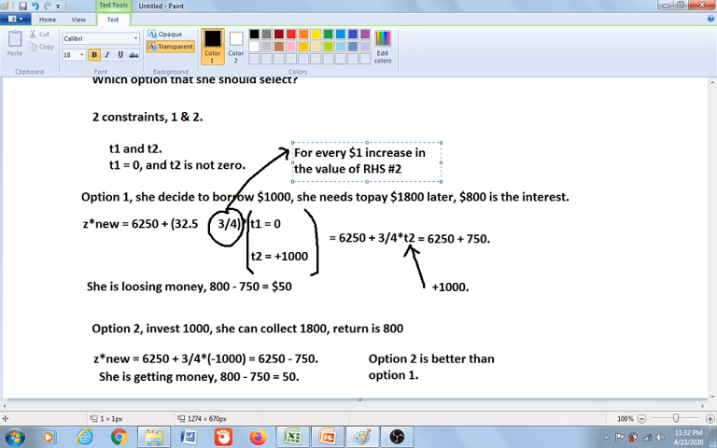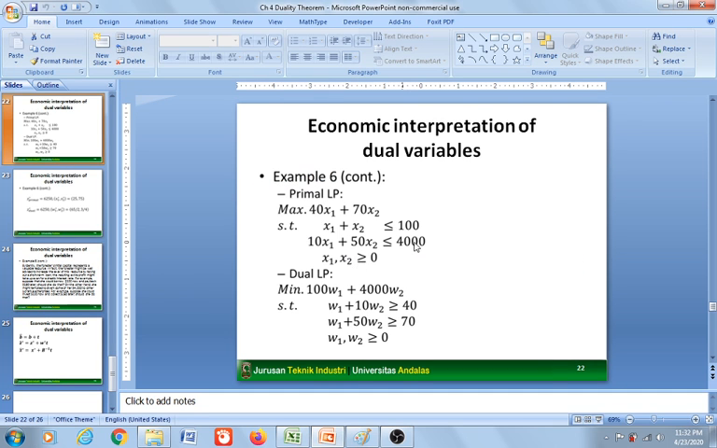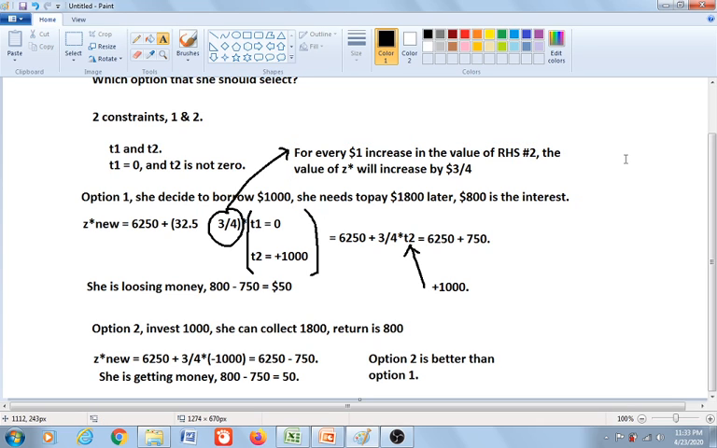Remember, we have two right hand sides because we have two constraints. So the right hand side number 2 is the $4,000. So when you increase that value by $1, then the value of Z star will increase by 3/4. And by the same logic, for every $1 decrease in the value of right hand side number 2, the value of Z star will decrease by 3/4.